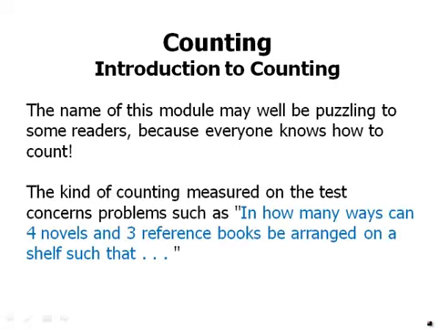This kind of counting measured on the test concerns problems such as, in how many ways can 4 novels and 3 reference books be arranged on a shelf so that some condition holds, like the novels are on the outside and the reference books on the inside, or different orders, this sort of thing. So it's about looking at orders and sets and combinations of things. That's what we're talking about when we talk about counting.